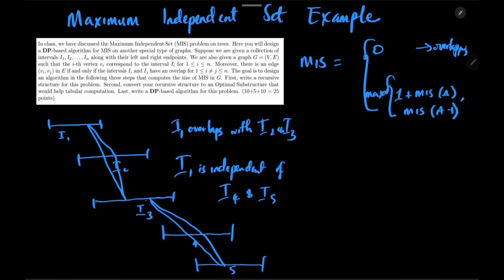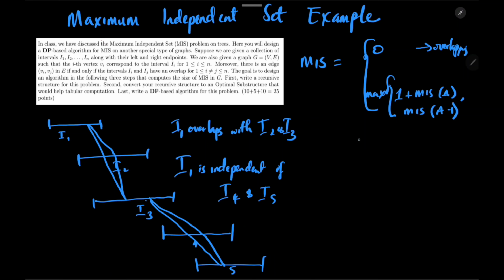That means that set A minus 1 would be another set that does not include A. And a maximum set A minus 1 that does not include A would include all the other sets that are not in A, which also do not overlap. I hope that makes sense.